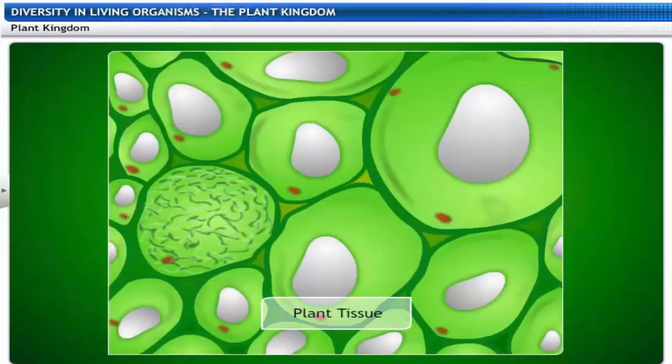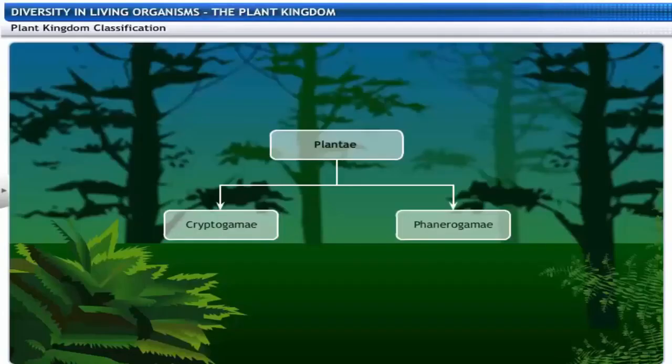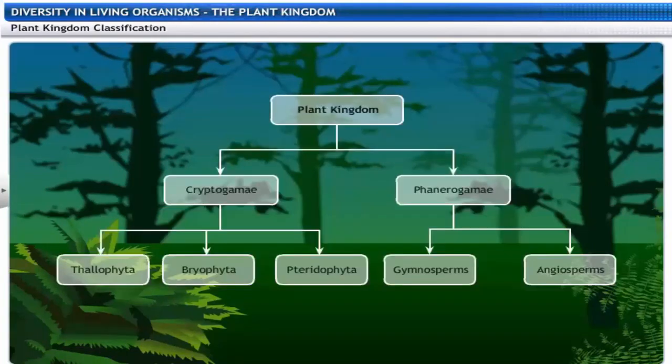This is a plant tissue. As you can see, plants are multicellular and have cell walls. The fascinating world of plants, or plantae, is divided into two sub-kingdoms. These sub-kingdoms are further divided into 5 distinct classes. This classification is based on specific criteria. These criteria evolve from answers to 4 main questions.